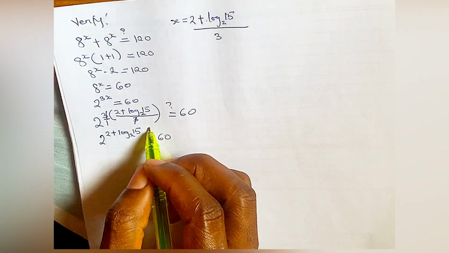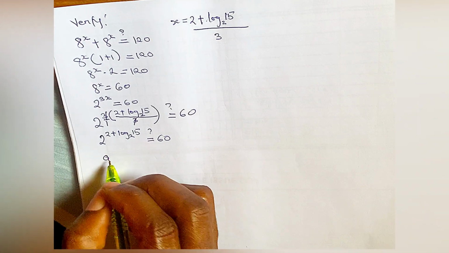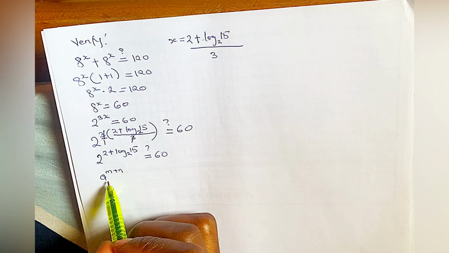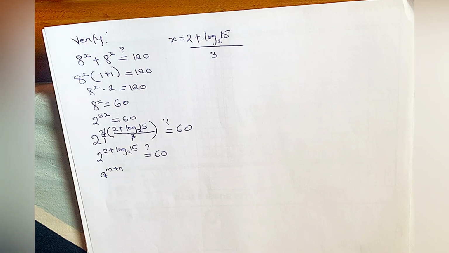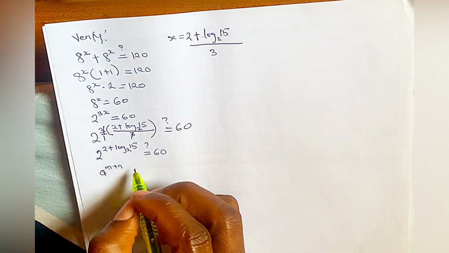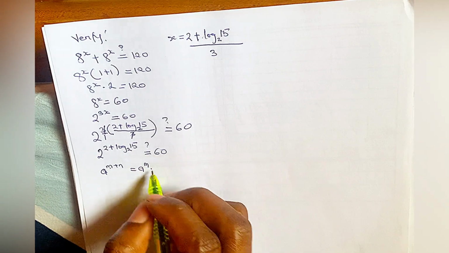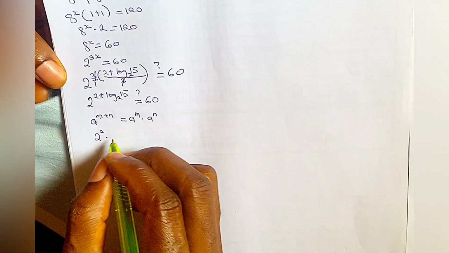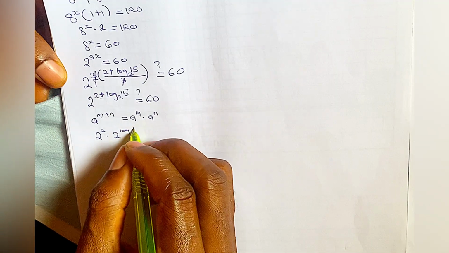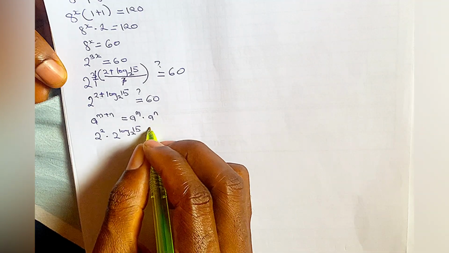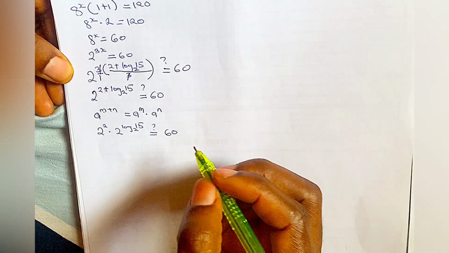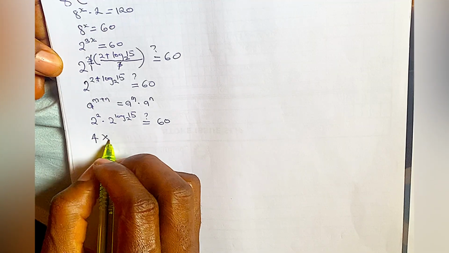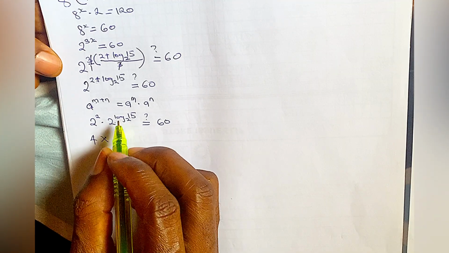is equal to 60. Don't forget, when you have a to the power of m plus n, it is the same thing as a to the power of m multiplied by a to the power of n. Okay, now you have plus here, so this becomes 2 to the power of 2 multiplied by 2 to the power of log 15 base 2. Is it equal to 60? So 2 squared is going to give you what? 4, which is 2 times 2, multiplied by 2 to the power of log 15 base 2.